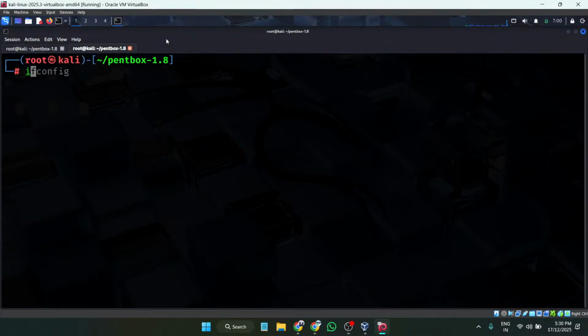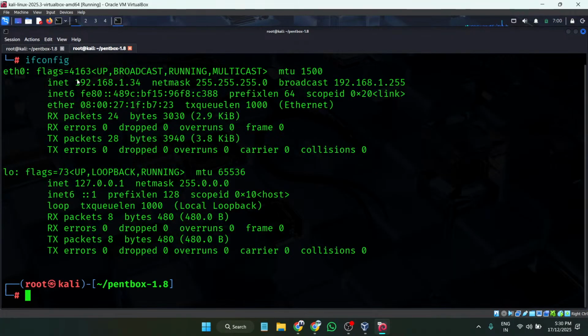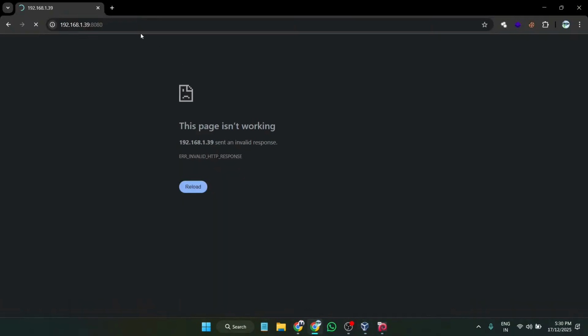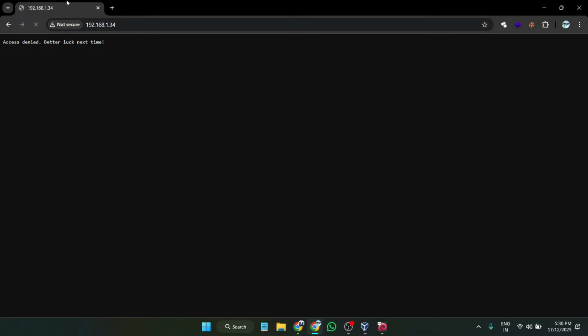What was the IP again? ifconfig. Here is the IP. IP has changed now. Let's check. Here you can see: access denied. Better luck next time. That is how a honeypot looks like.